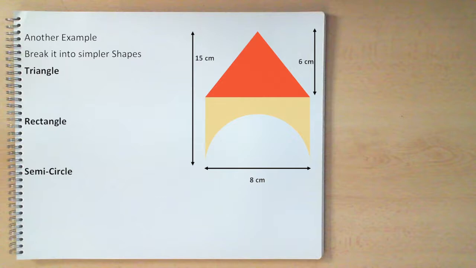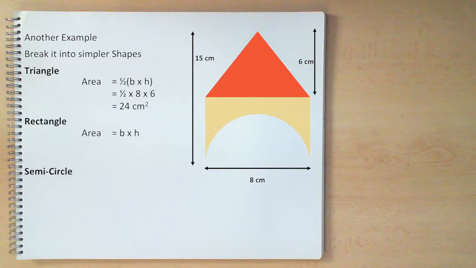We know that the area of a triangle is a half times the base times the height. The base of this triangle is 8 and the height is 6. So a half times 8 times 6 is equal to 24. So we have the area of the triangle equal to 24 centimetres squared.